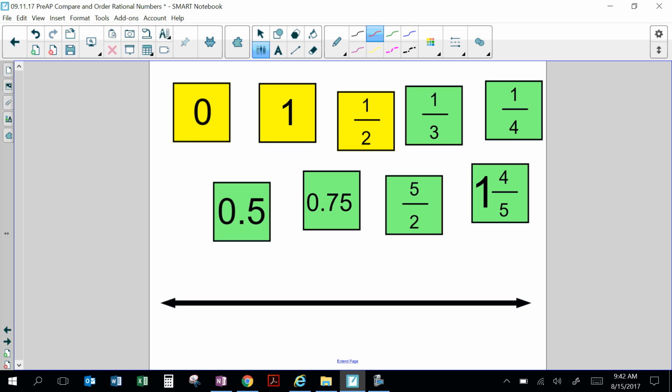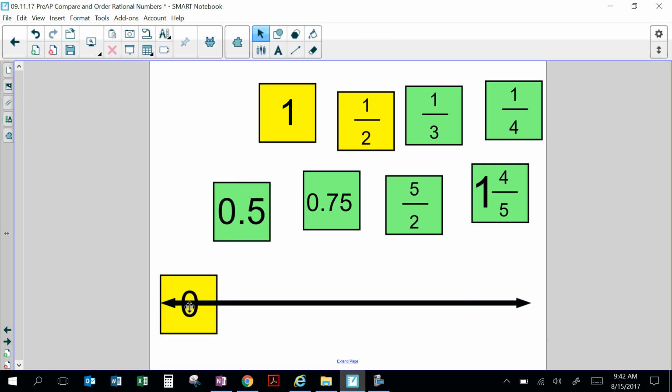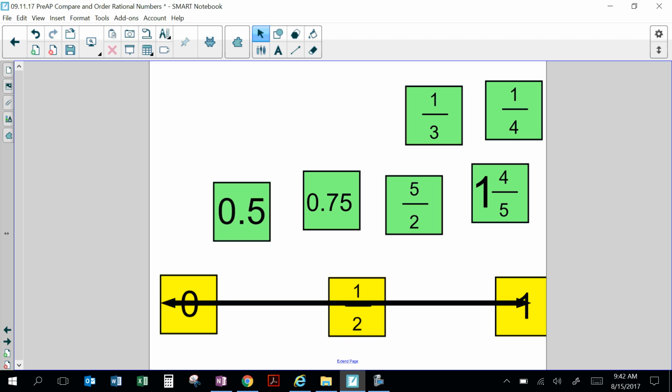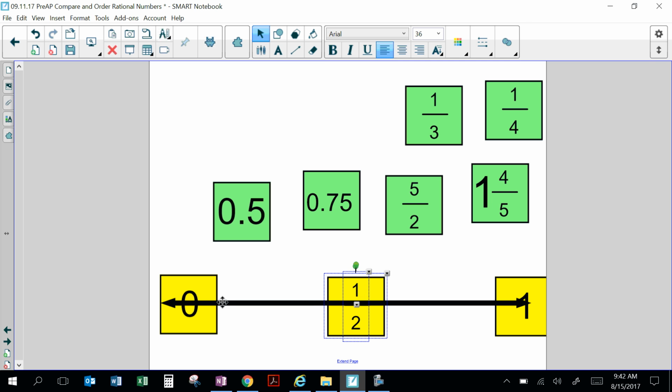So let's start with our benchmark: 0, 1, and 1/2 goes in the center. Is this halfway? It is. So make sure my spacing is correct. You would have a little measuring stick to help you with the placement.